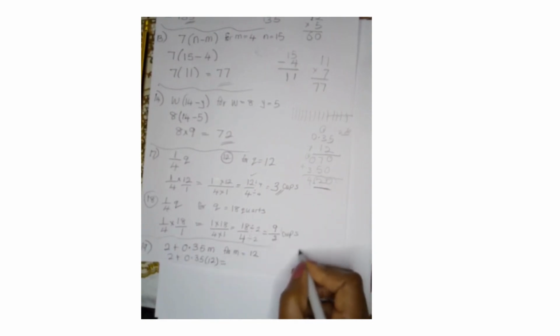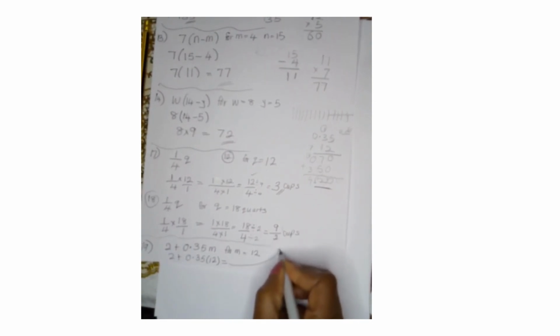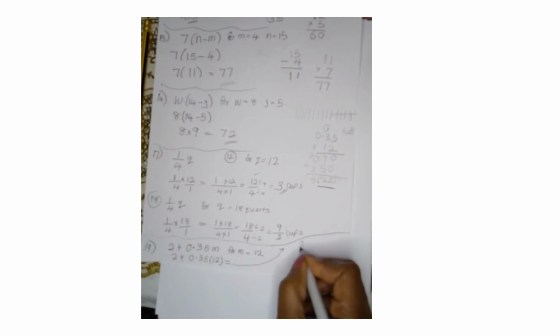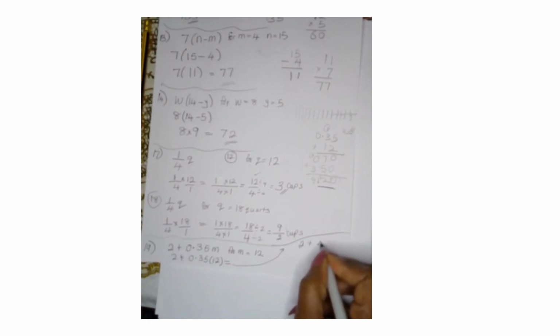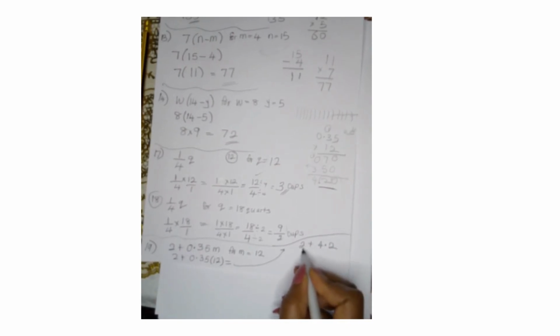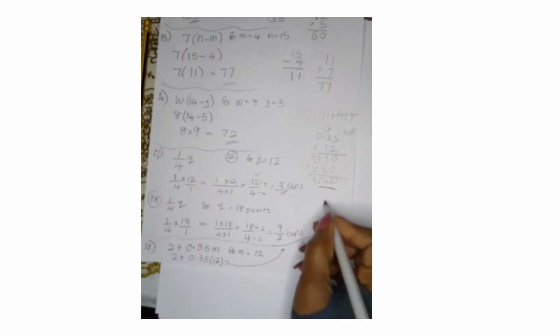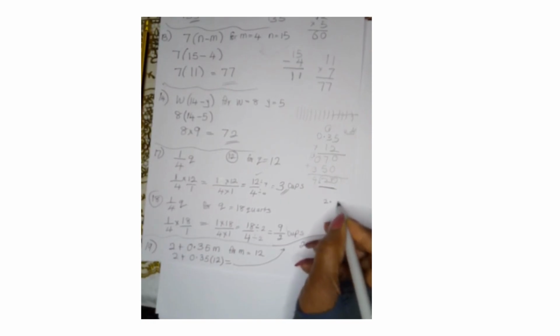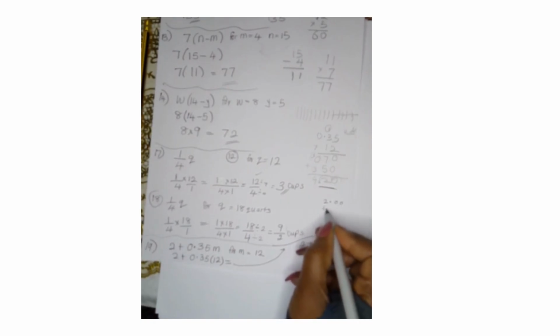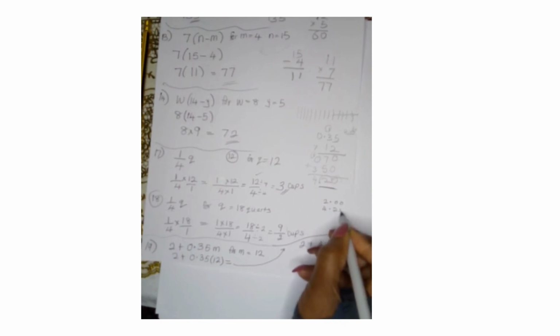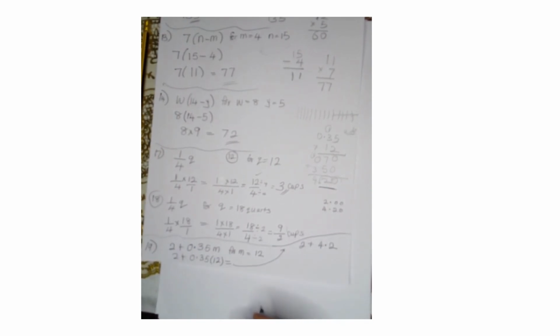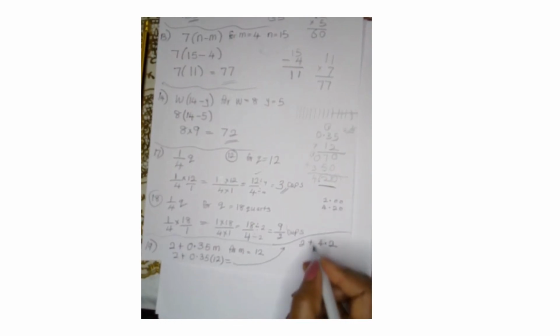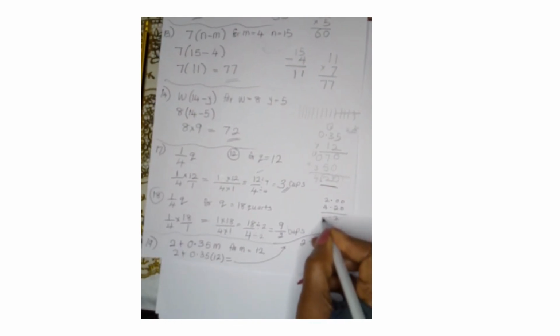The answer here is 4.2. Remember, it's going to be 2 plus 4.2. So remember, whole number, you're going to do it like this: 2.0 plus 4.2. This will give you 6.